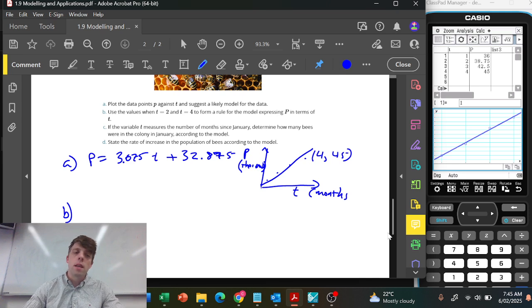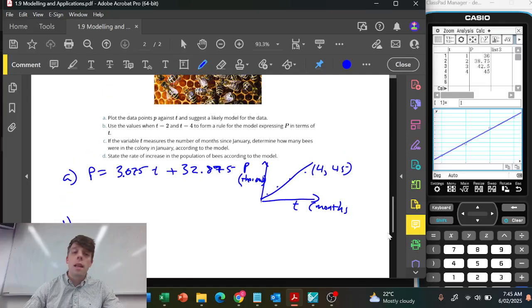All right, so the question says, use the values when t equals 2 and t equals 4 to form a rule for the model expressing p in terms of t. So again, this time we're going to create a specific linear equation. This is not a regression line. Here we've been given 2 points. So of course we can form a linear equation that will pass through those 2 points. So a linear equation can always be formed if we have 2 points, and both of those 2 points will lie on the line. So let's figure out what 2 points we're using here.